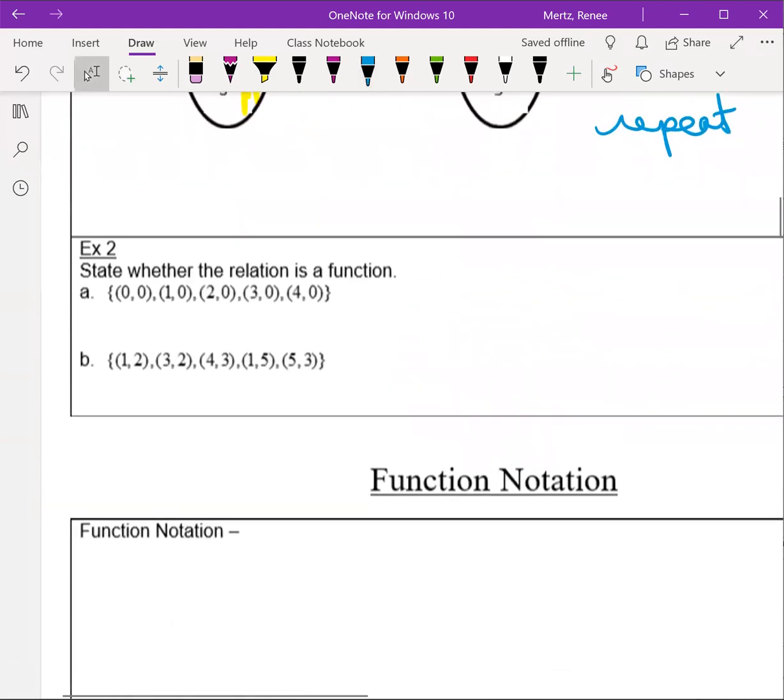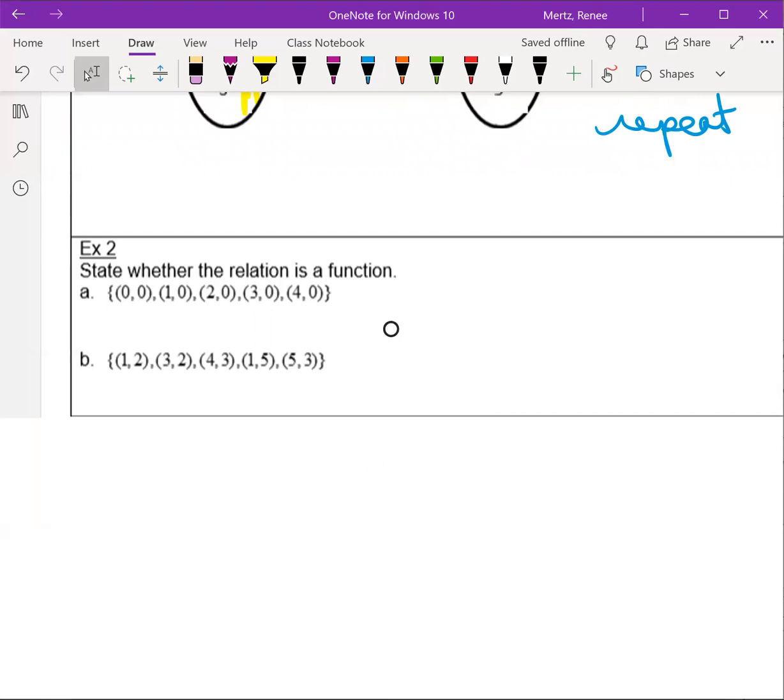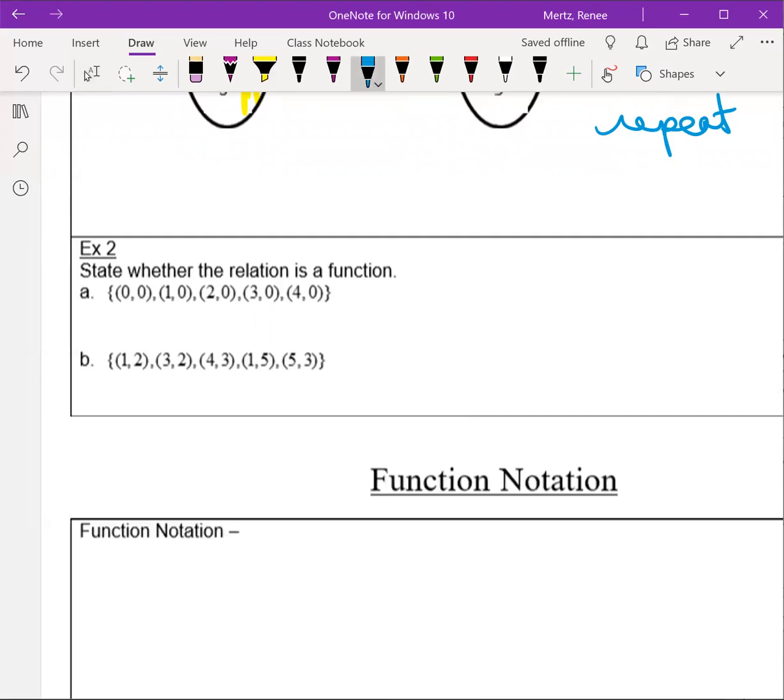Go through and look at example 2. Is example 2 a function or not a function? So you're comparing all the x values in A. Do they repeat? No, they do not. So yes, it is a function. How about B? Do any of the domains repeat? I have a 1 and a 1. So that's no good. So this is not a function.